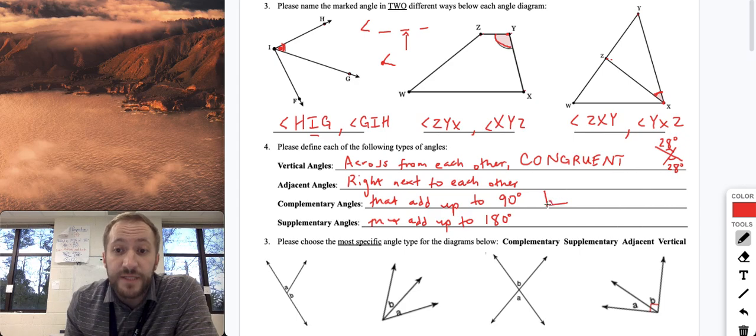If we split it up into two angles, now I have this angle and this angle. So these two angles still have to add up to give us 90 degrees. All right, let's look at this one.